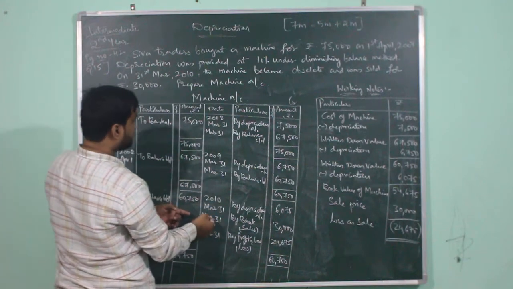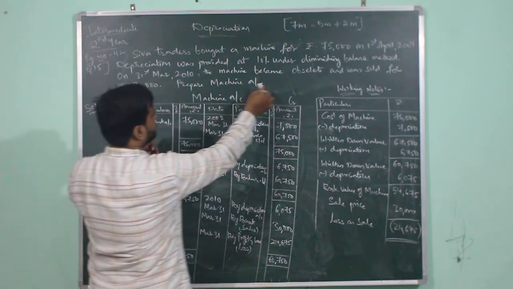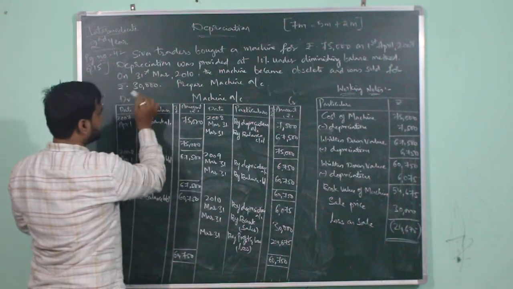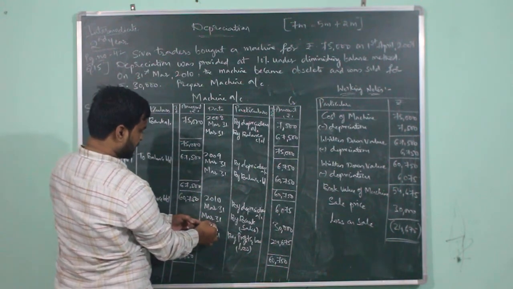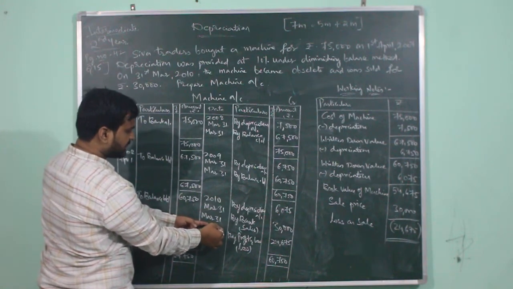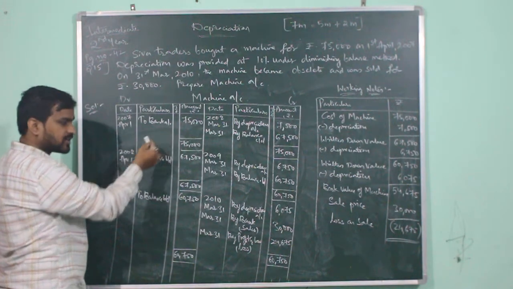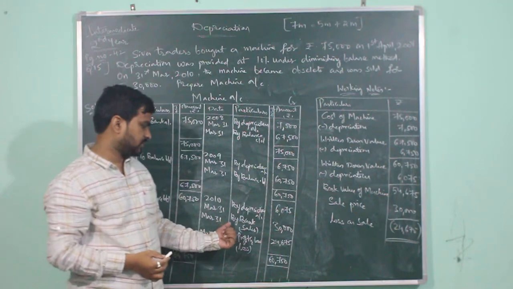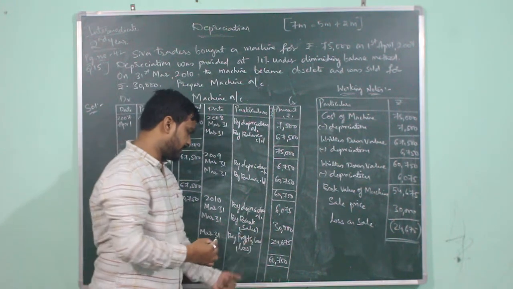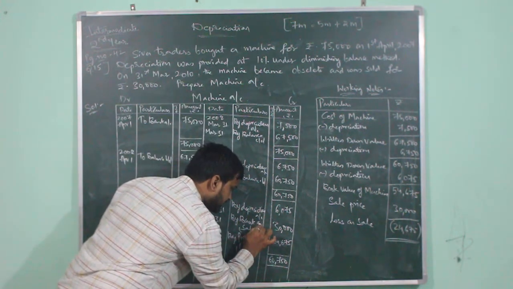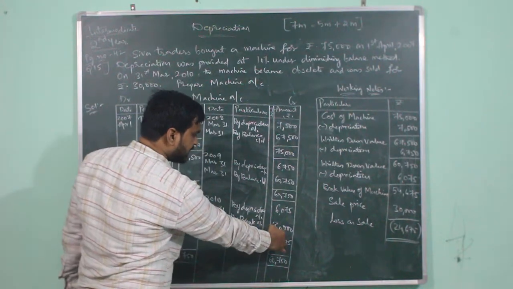But at the end of the third year, their machine has become obsolete and it has been sold for rupees 30,000. So at the end of the third year, on 31st March 2010, we are selling the machine. When we purchased the machine, we wrote it as to bank account. But this time we are selling the machine, so it will be recorded as by bank account, and in brackets it will be written as sales. So we are selling the machine for 30,000.